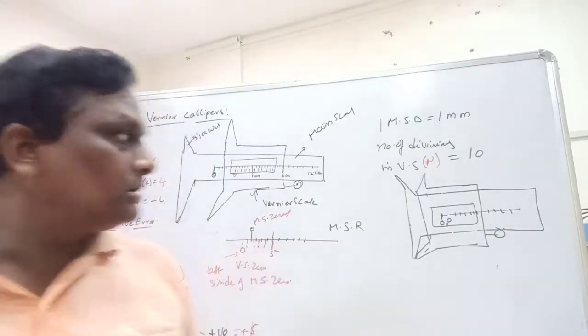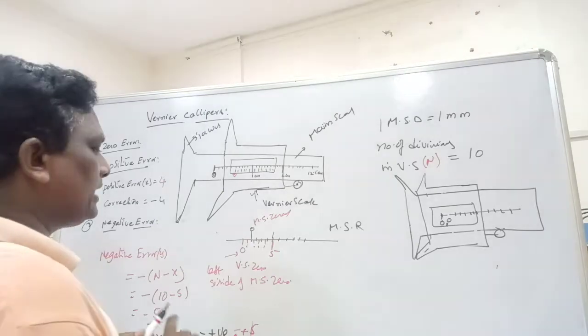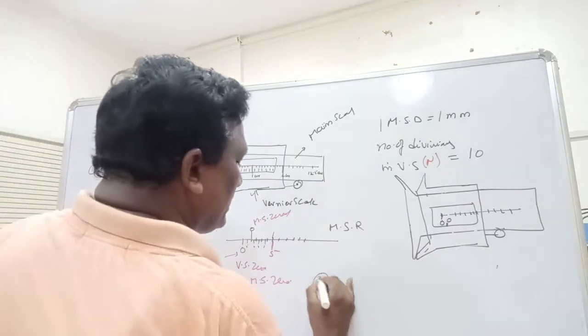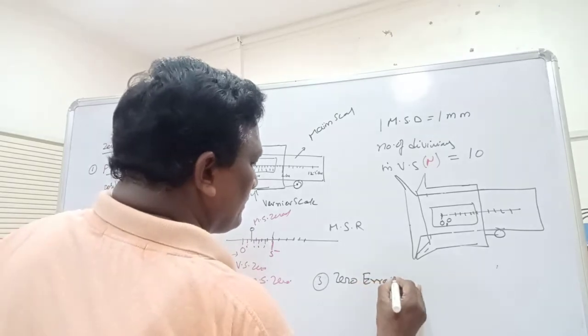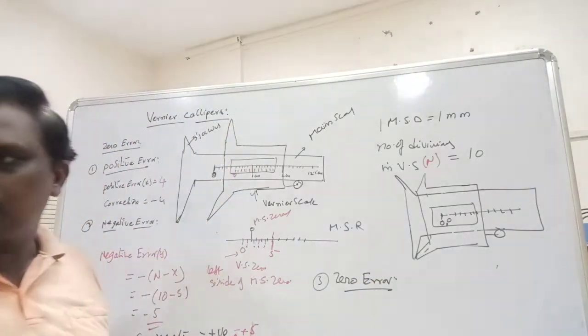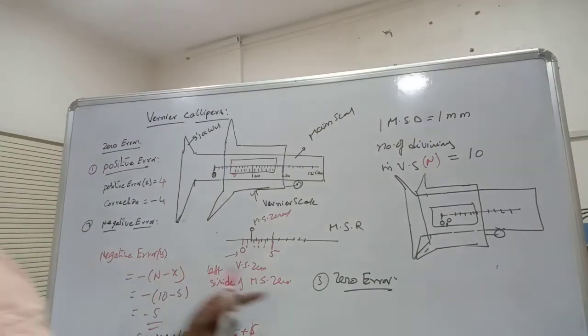Okay. So positive error is there, negative error is there. One more error is there, that is the third error. Here I am writing the third error. Third error is zero error. So it is positive error, negative error and zero error.